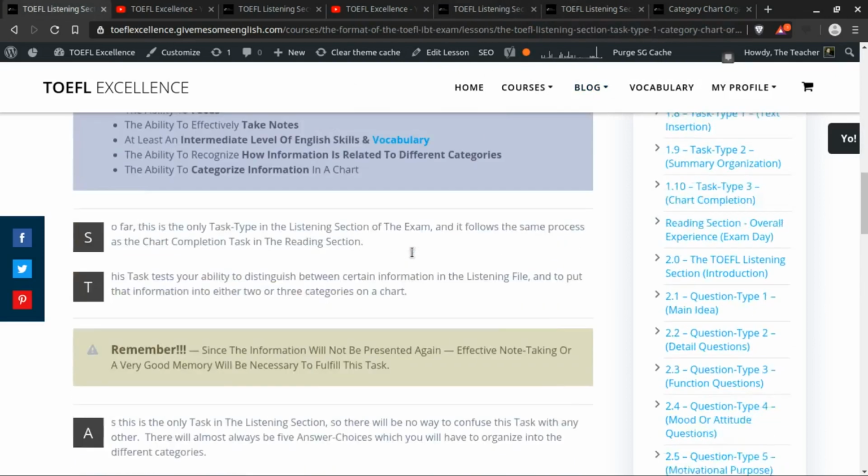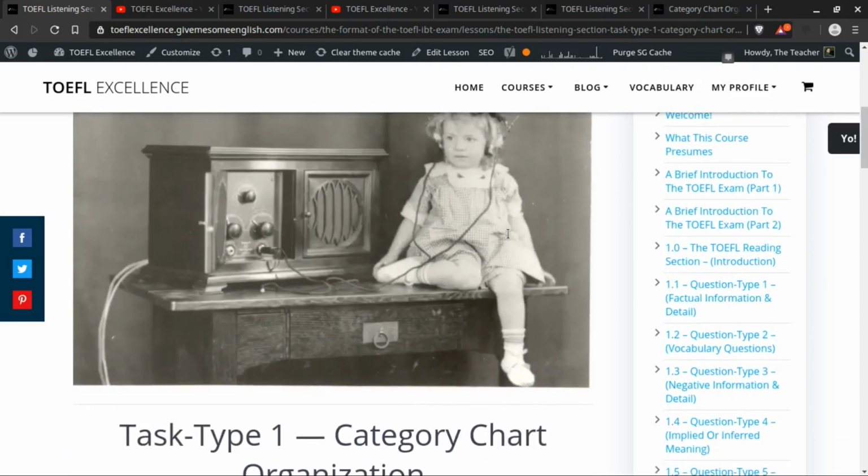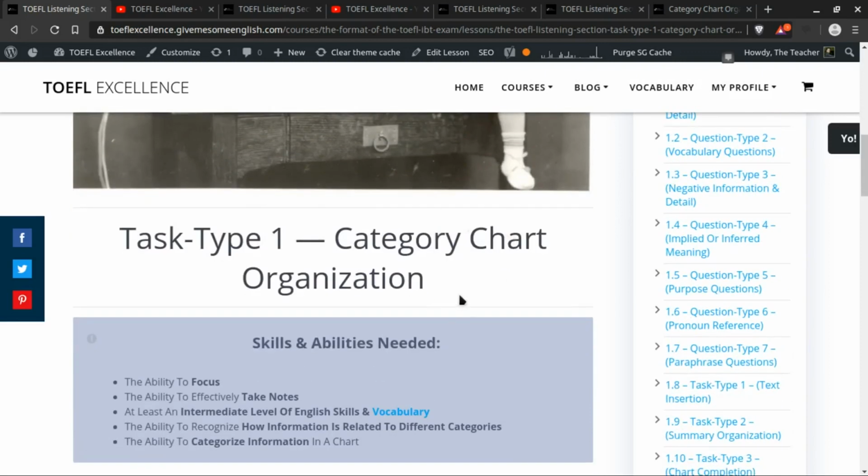Now, with this particular question type, there was not an official video, and that's explained a little bit more in the next lesson. So we'll cover that in the next lesson, but that's it for the category chart organization task. It is a very simple task as long as you take your notes effectively. So that's really the most important thing here.